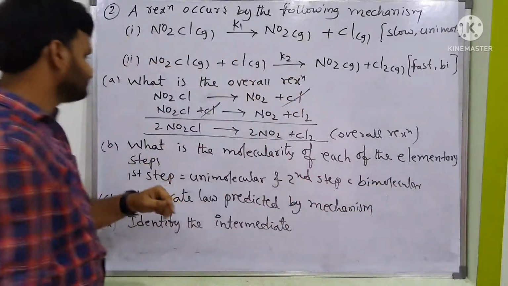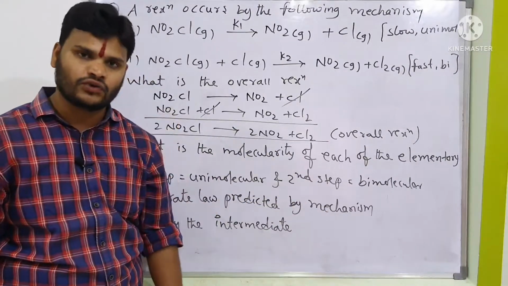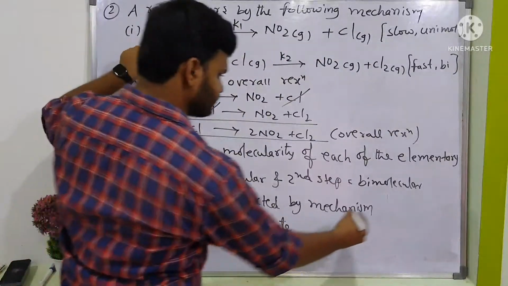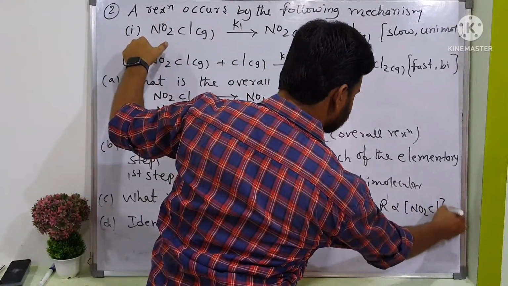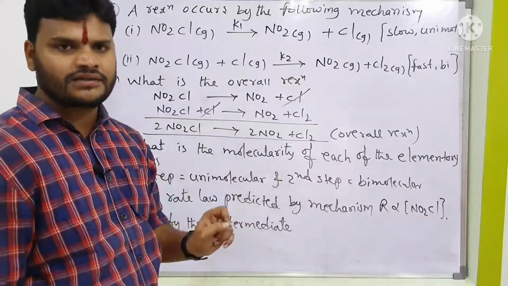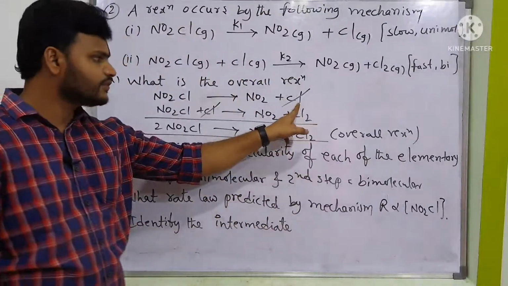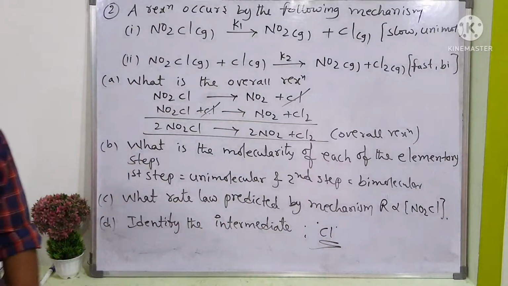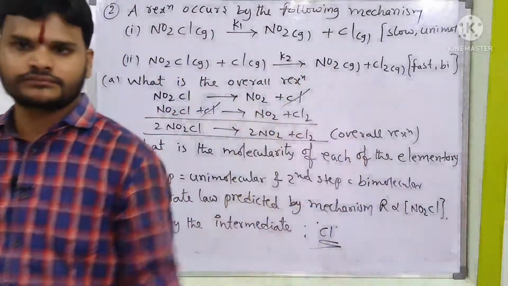Yeah. Next, what is the rate law predicted by mechanism? Rate law is nothing but slowest step in the mechanism. What is the slowest step? First step is the slowest step. So इसका rate law कैसे लिखते हैं? Rate proportional to NO2Cl. That's it. Next, identify the intermediate. So what is intermediate? Generally intermediate, it is produced in first step and it is consumed in second step. So Cl is produced in first step and Cl is consumed in second step. Intermediate. Is it clear, my dear students? Yeah, very simple concept. Just look at the board.